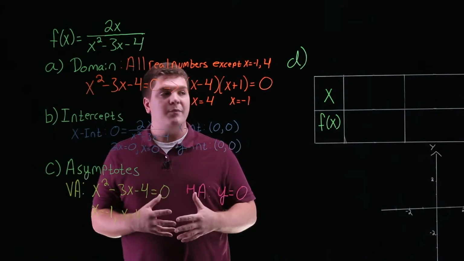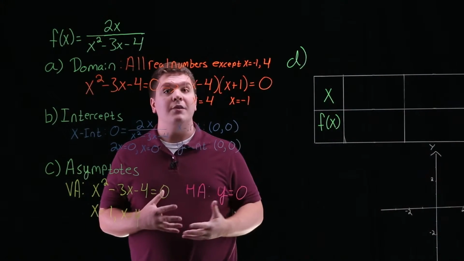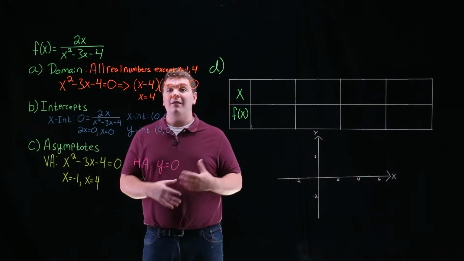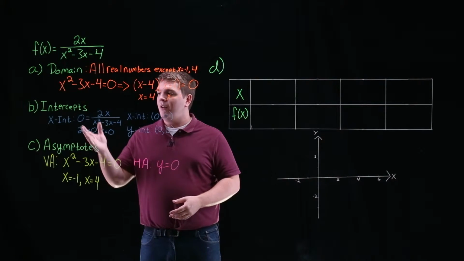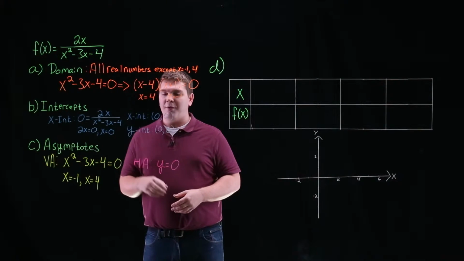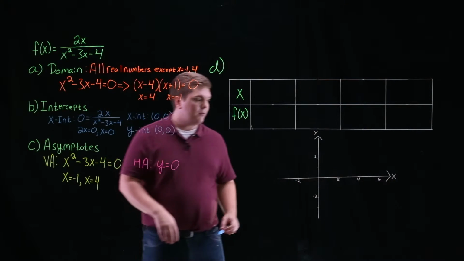So let's try to tie some of these things together, and let's plot some stuff on our graph, and then we'll come back to our table. So the domain, we can't do too much with as far as sketching the graph goes. So let's come down and look at the intercepts. Well, we found that there's an x- and y-intercept at (0, 0). So let's plot the point (0, 0) on our graph.